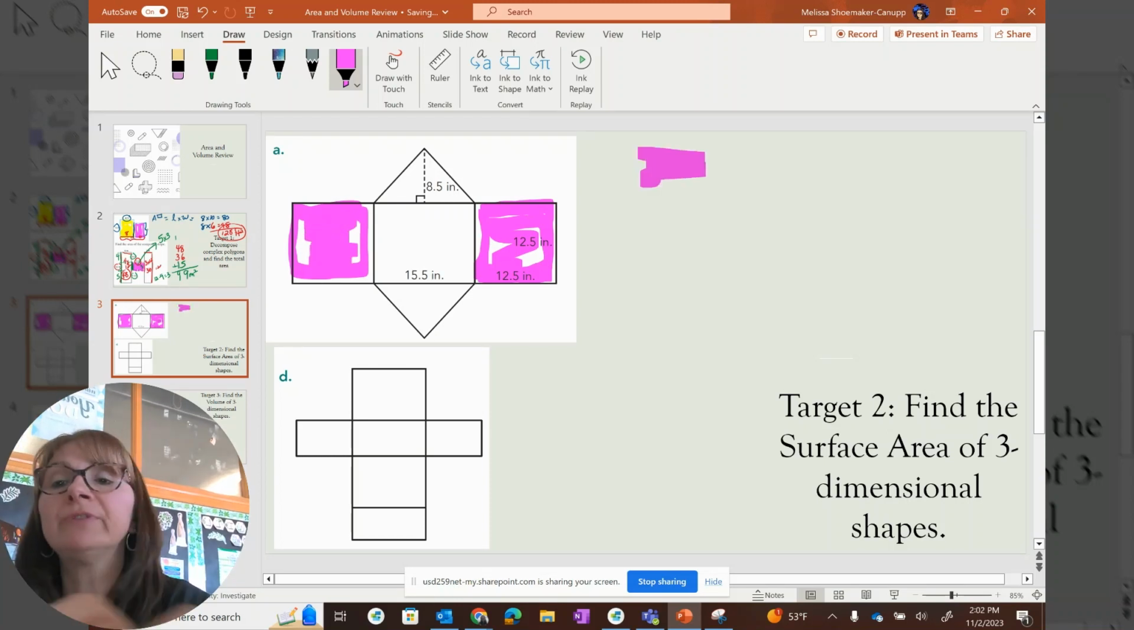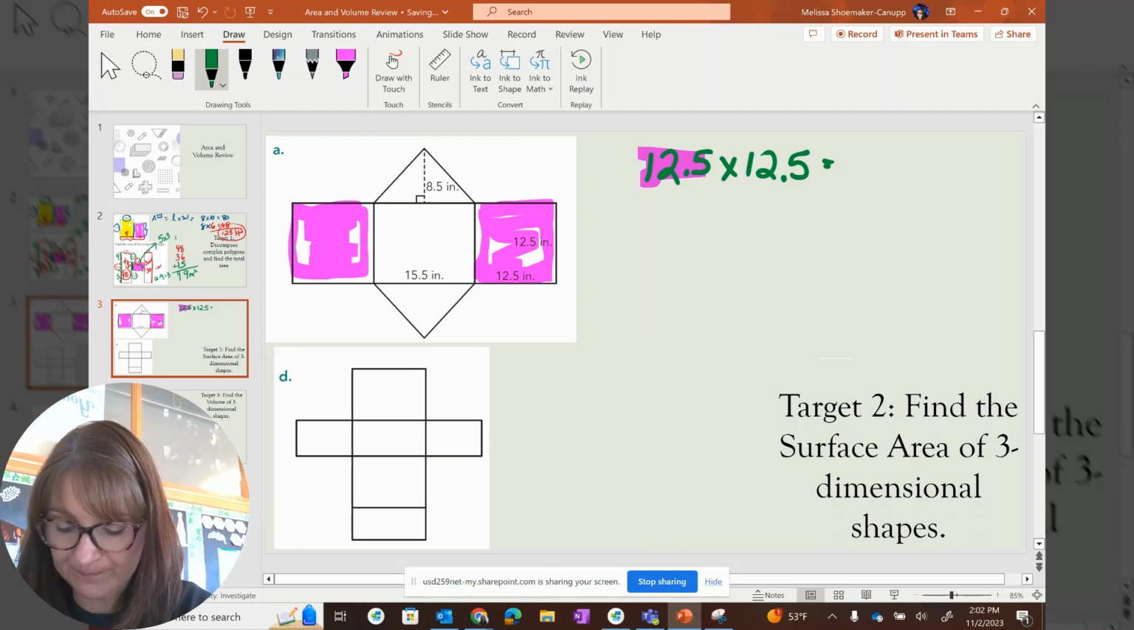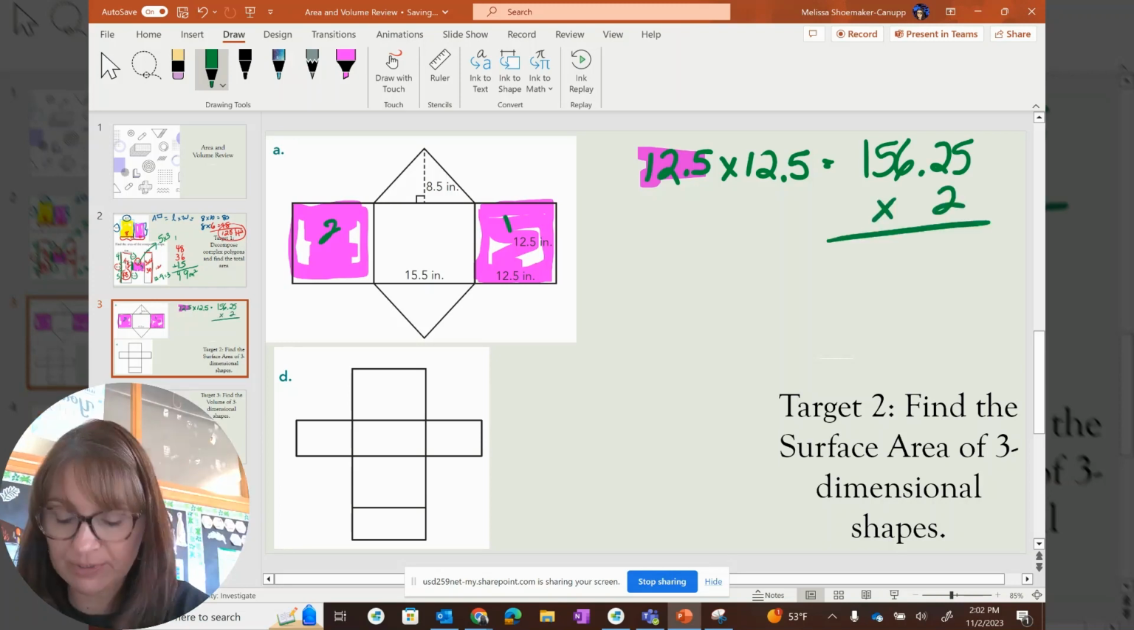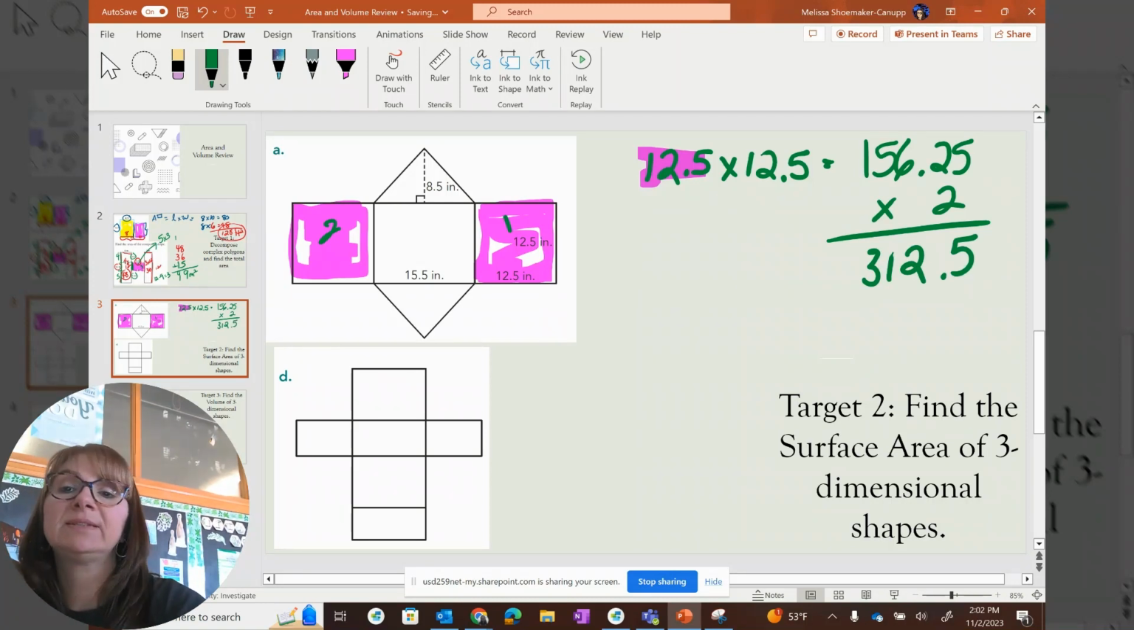So in order to find the area of the purple part, it's 12.5 times 12.5. I'm putting that into my calculator. And I'm getting 156 and 25 hundredths. I have 2 of those. So while I have that in my calculator, I'm going to hit times 2. It's 312 and 5 tenths.